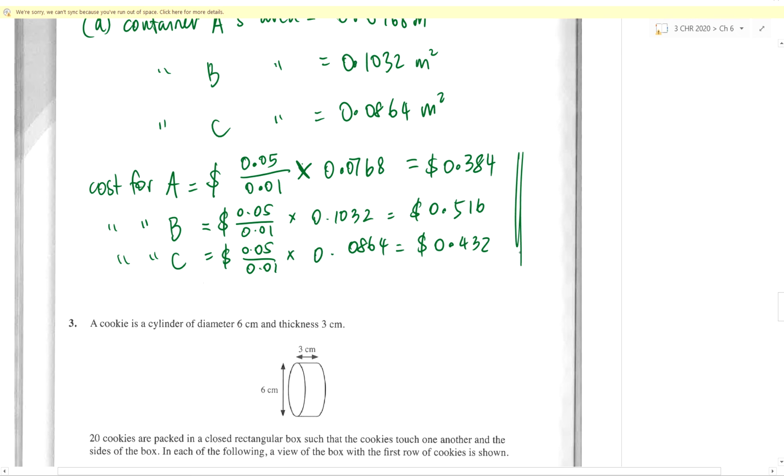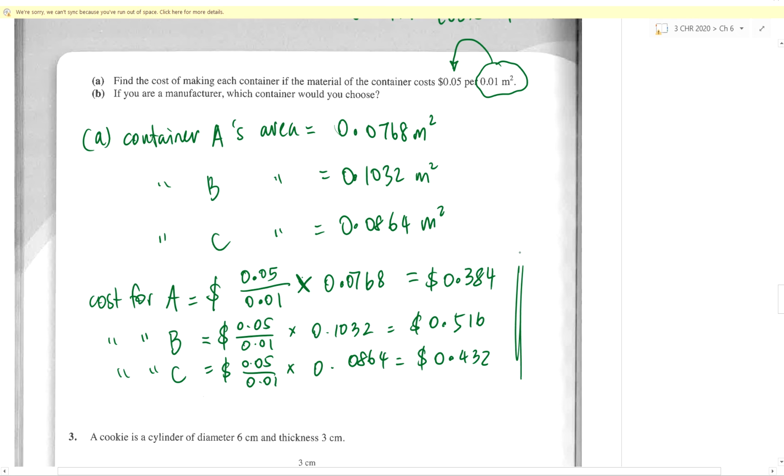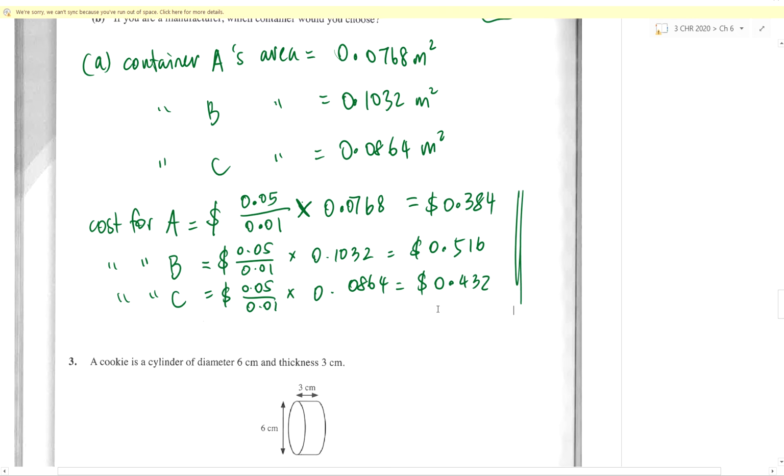If you did, then based on this, we can answer part B. Because part B says if you are a manufacturer, which one will you choose? So the answer will be, I will choose A. If they ask you to state a reason, what will your reason be? It's the cheapest. Yeah, that's it.